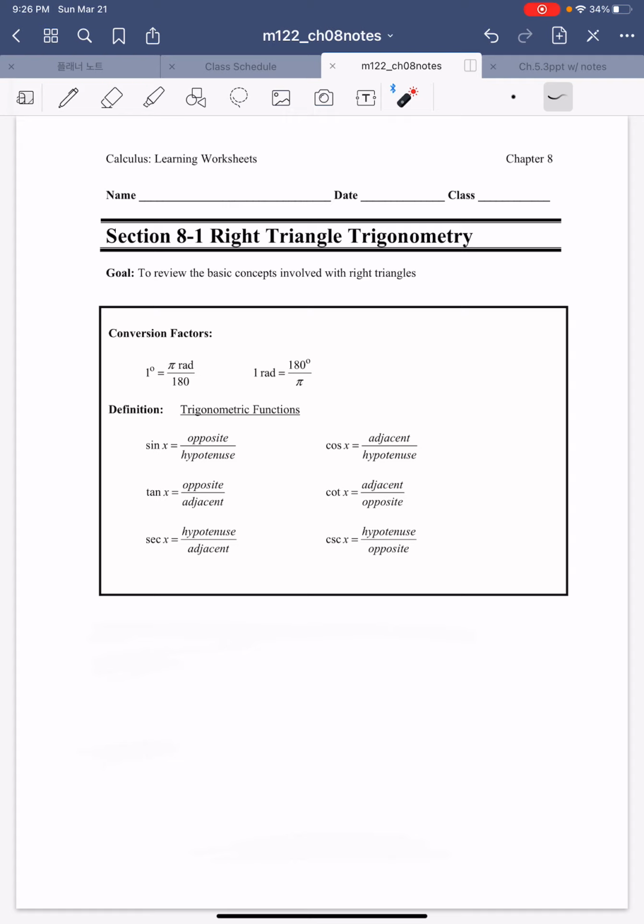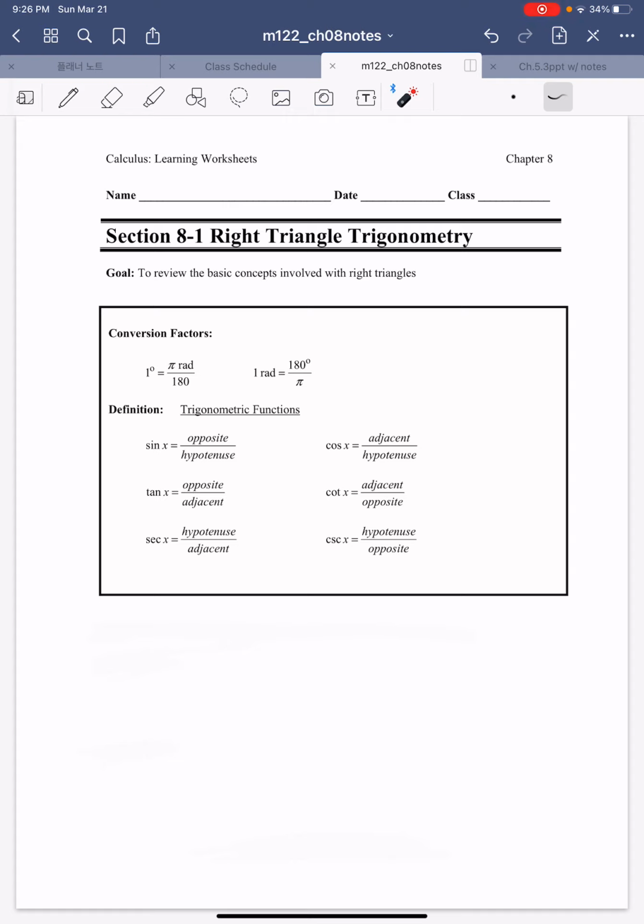On the other hand, the other measure of an angle is radian measure. The central angle subtended by an arc of a length equal to the radius of the circle is said to have a radian measure of 1, and we write it as 1 rad.